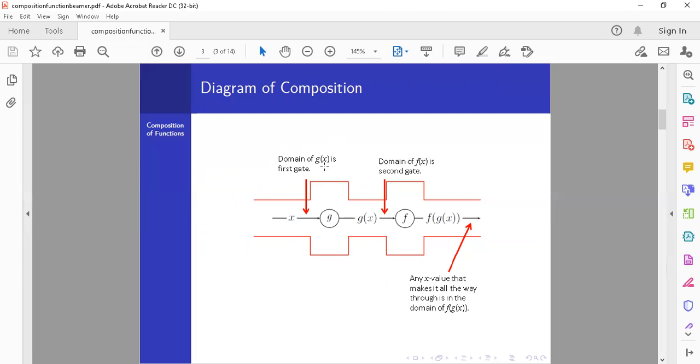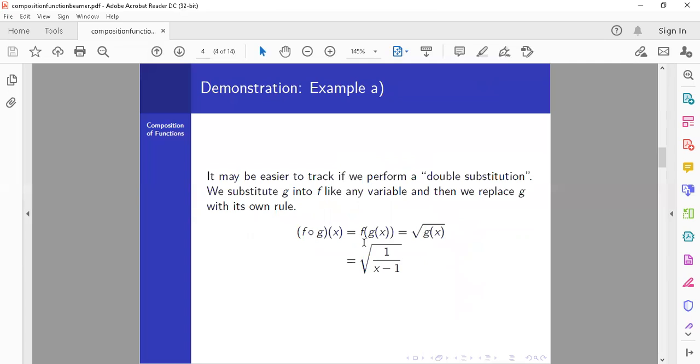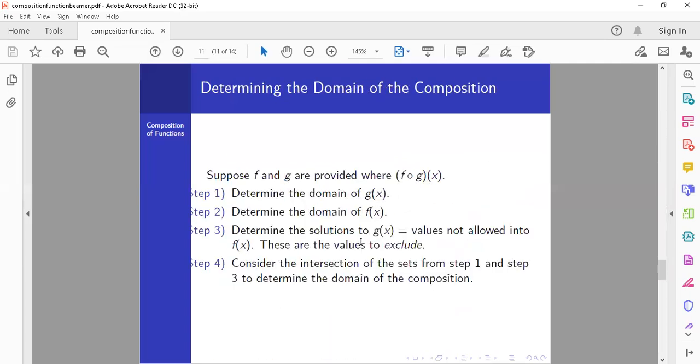So the first step is to figure out what you can start off the machinery with, what you can put into G. The second step is to figure out what can go into the second part here. And then the third step is to ask, is there anything that comes out of G that may not be allowed into F? And you solve those equations or inequalities. Then after that, you compose things and go through and say, these are the values that are allowed all the way through. It's a 4-step process. It reverts back to things we've discussed before: finding domains, solving equations and inequalities, things like that.